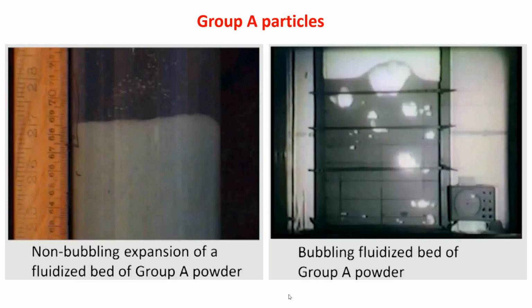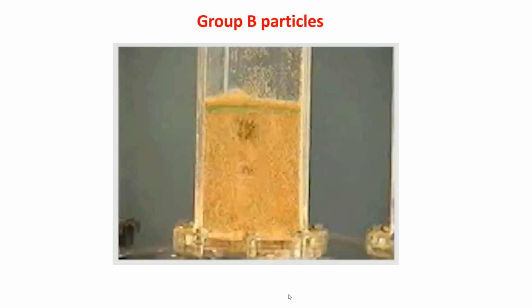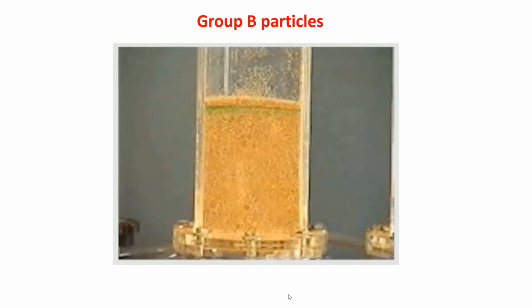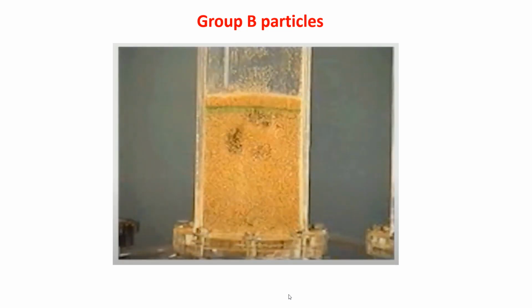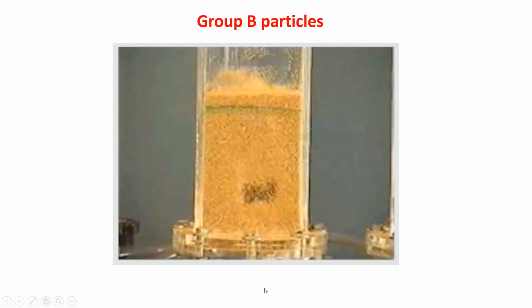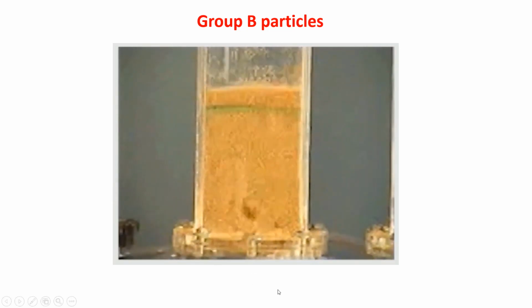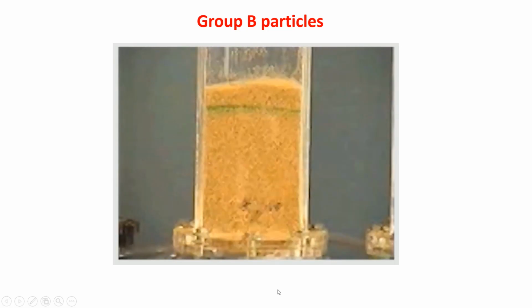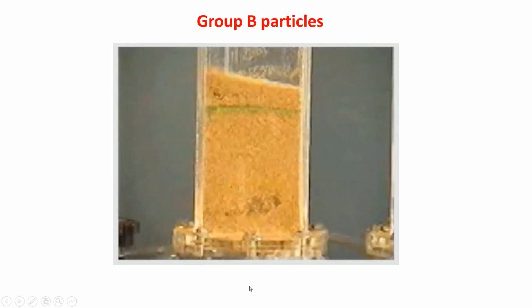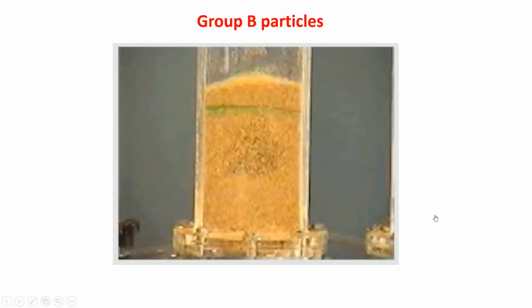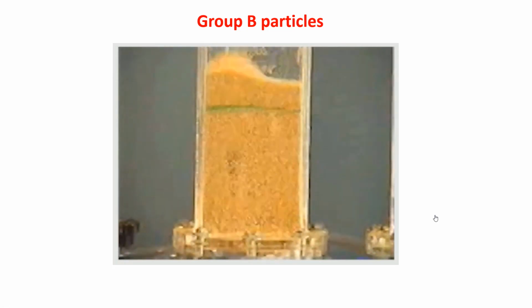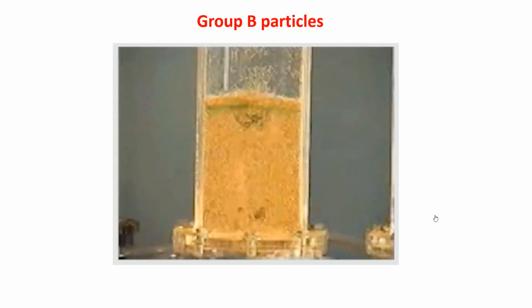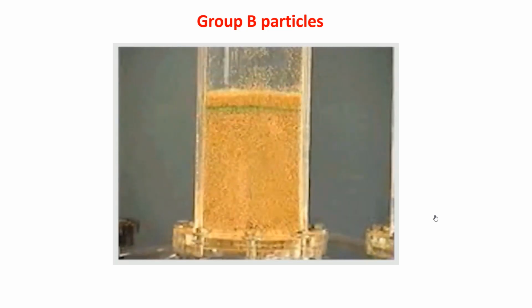Next comes the group B particles. Group B particles create bubbles from the initial stage only. So you can see here that even from lower velocity, lower flow rate of gas, they are creating bubbles. The particle size is a little bit bigger compared to the group A particles.